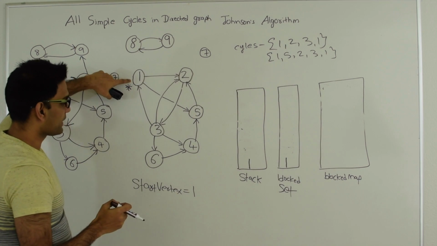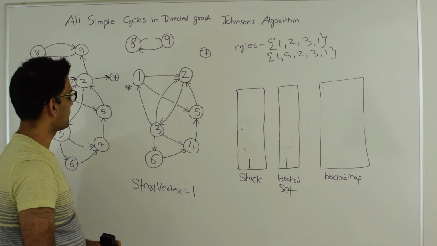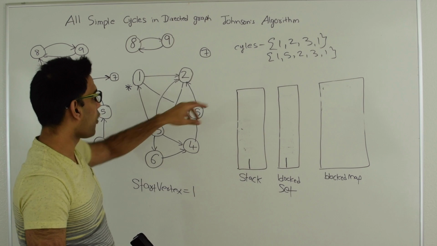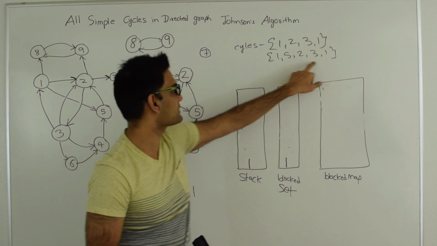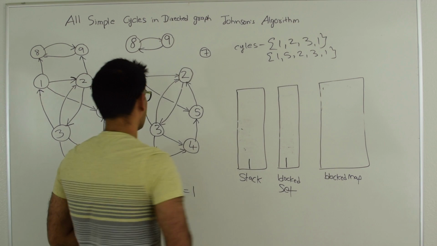So finally we come back to 1, and now 1 has no more neighbors to be explored. So basically, after all this, we found all the cycles which start and end with 1, and so there are 2 cycles which start and end with 1.